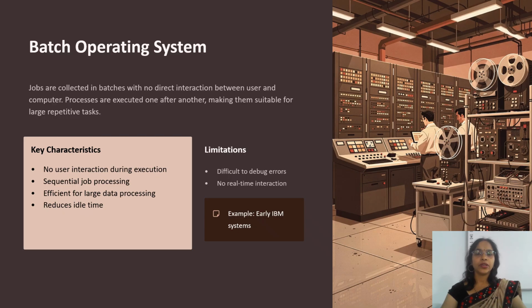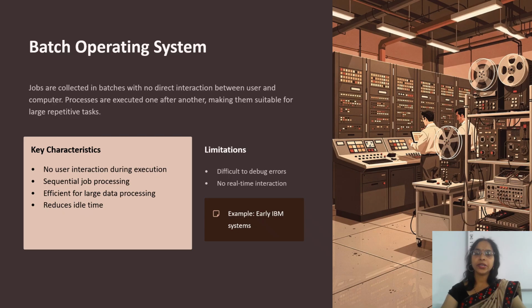Now we discuss the various characteristics and limitations of the batch operating system. About the characteristics, we say that there is no interaction during the execution between the users and the CPU. Sequential job processing, one by one. It is efficient for repetitive tasks. It reduces the CPU idle time.